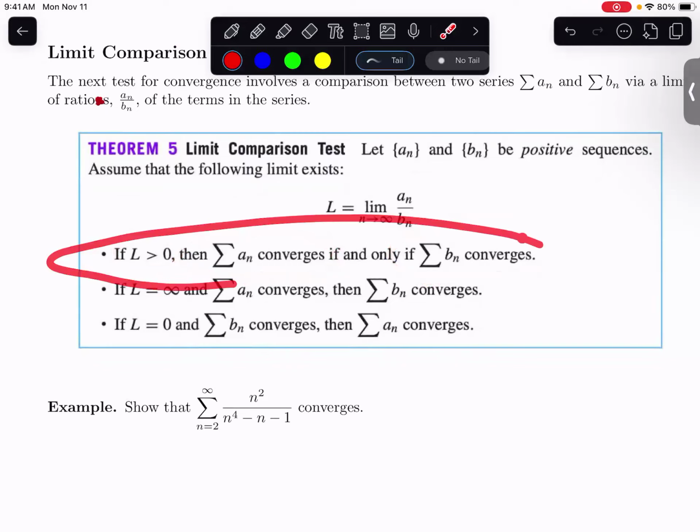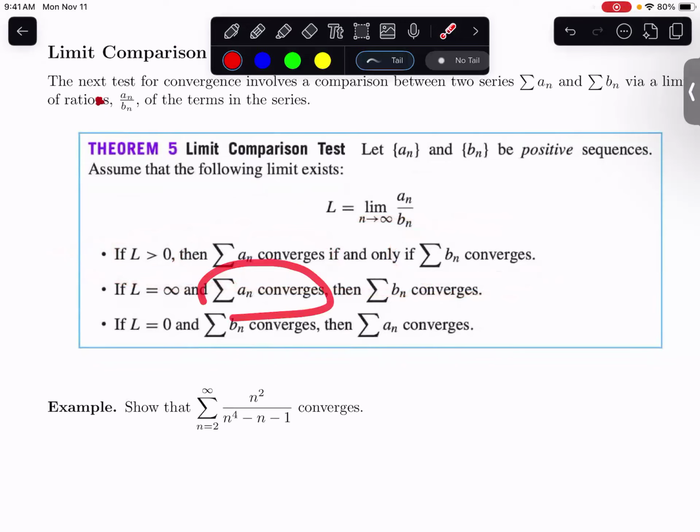This is going to be the most common case. This is really the one you have to remember. The other cases don't really show up all that much. The second case tells you that if L is equal to infinity, and the sum of a sub n converges, then b sub n ends up converging. And the last situation tells you that if L is equal to 0 and b sub n converges, then this series a sub n ends up converging.